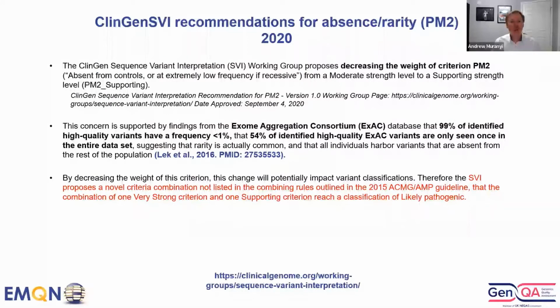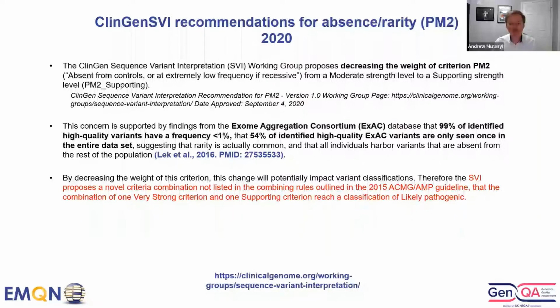Next slide, please. One of such is the ClinGen recommendations for PM2. It was recommended that PM2 be downgraded from a moderate strength of evidence to a supporting strength of evidence, partly because it was found that in the gnomAD database, over 54% of high quality variants were only seen once in the entire data set. So this suggests that being a rare variant is not a rare occurrence, and therefore the strength of this evidence should not be so high. However, by decreasing the weight of this criterion, they also recommended the change of allowing PVS1 and 1 supporting strength of evidence to also be considered likely benign.